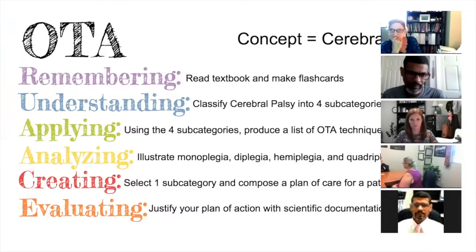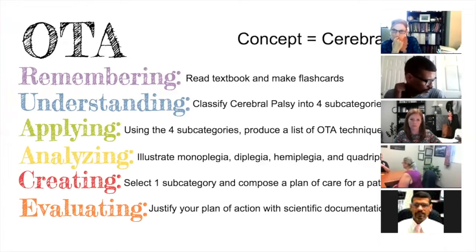Yeah. Okay. At the application level, you could ask them, using those 4 subcategories, to produce a list of OTA techniques to assist with each of them. That would be an application. Analyzing, you could have them illustrate each of those subcategories, meaning draw them out. I do know by my research on this, monoplegia only affects one area of the body. So maybe they could draw a gingerbread man and only color in the arm of the gingerbread man to illustrate their understanding that monoplegia only affects that one part of the body.